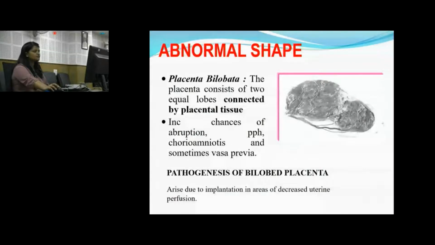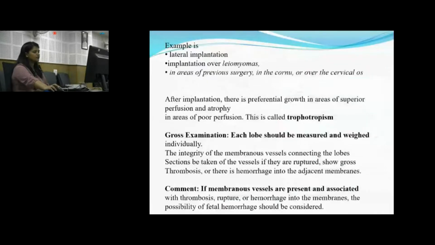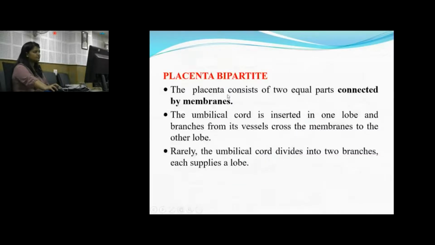What is the pathogenesis of bilobed placenta? It is said to arise due to implantation in areas of decreased uterine perfusion. So where the perfusion is good, the placenta grows very nicely, and where it is poor, placental atrophy takes place. This is also known by the term trophotropism. So you have to examine the placenta carefully in placenta bilobata.